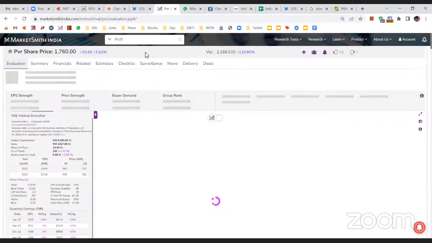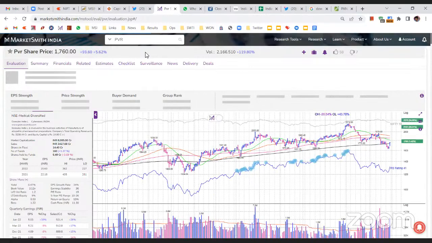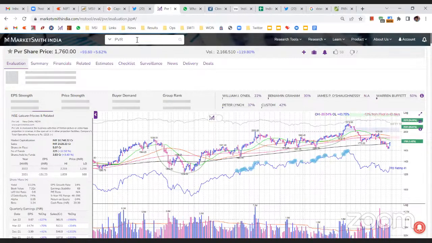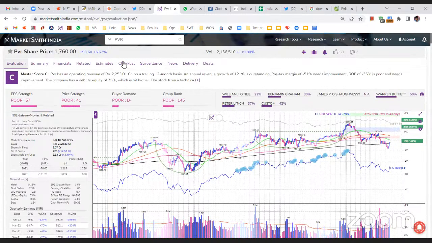Rashikar, your screen is not loading. Okay, still stuck. Can you see PVR now? Not completely. Okay. Yeah, it's loading.